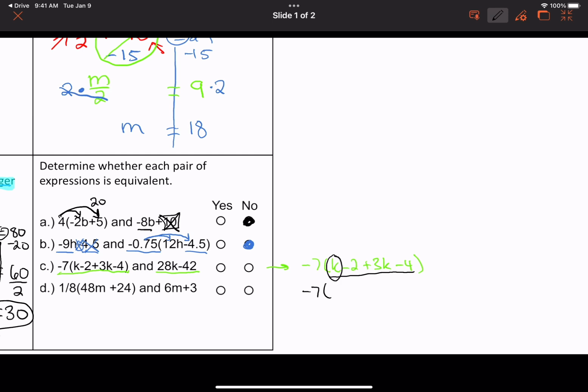You've got k and 3k combining to be 4k. You also have negative 2 and negative 4 combining to be a negative 6, because it's negative 2 plus negative 4.